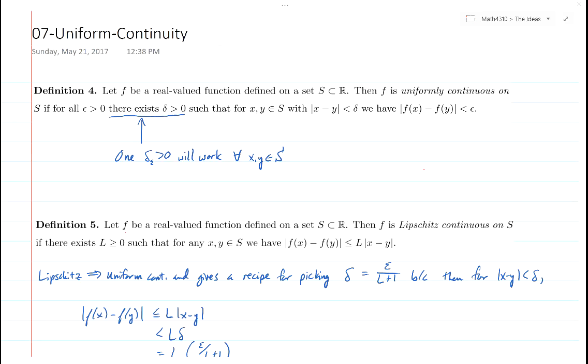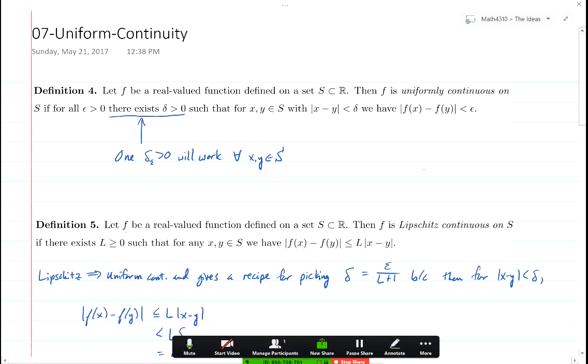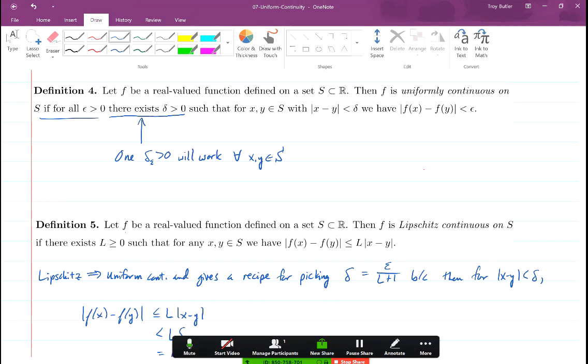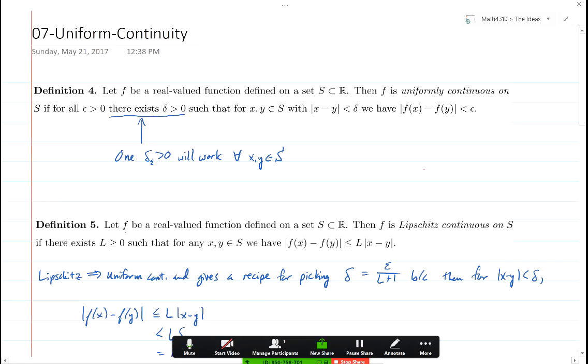Here we're saying it's uniformly continuous on a set, right? So it's a property of f on the set. If for every epsilon greater than 0, there exists a delta greater than 0, such that for every x and y with absolute value of x minus y less than delta, we have absolute value of f of x minus f of y less than epsilon.